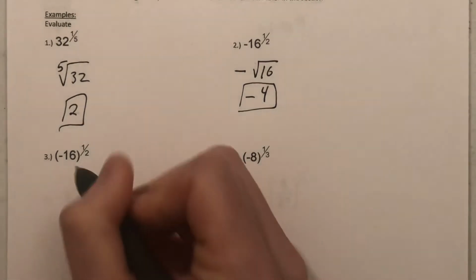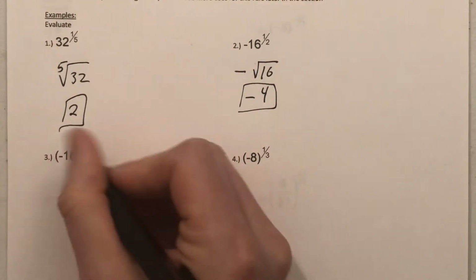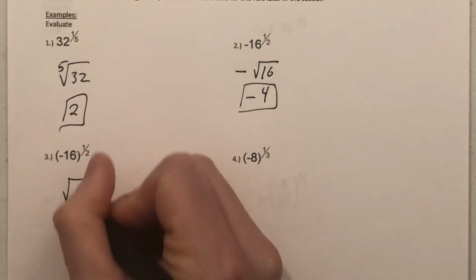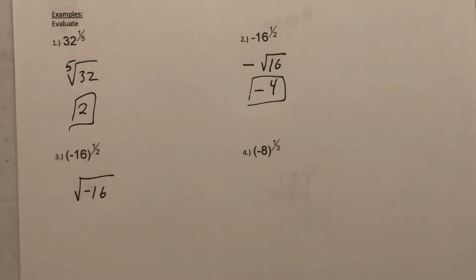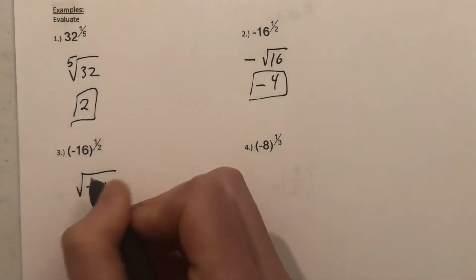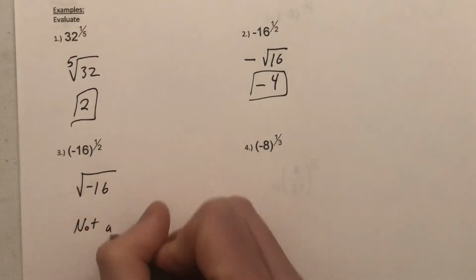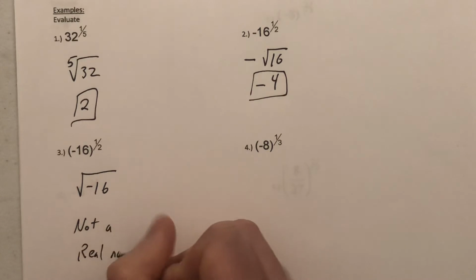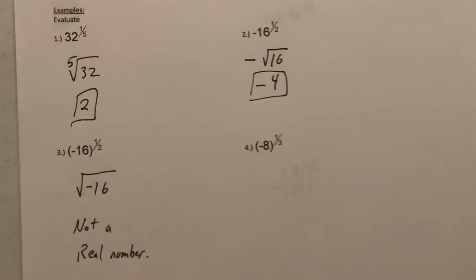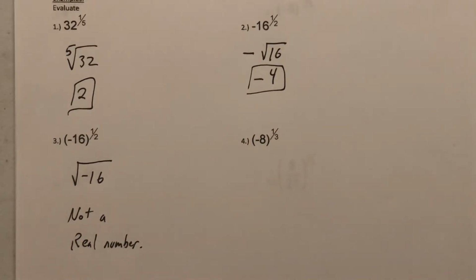Contrast that with number 3, where we've got the 1/2 power outside of these parentheses, and now we're saying the square root of negative 16, and again, right now, negative radicand with an even index. This is not a real number. Okay, and for now, that's how we'll leave that. Again, we'll eventually get to more on that.